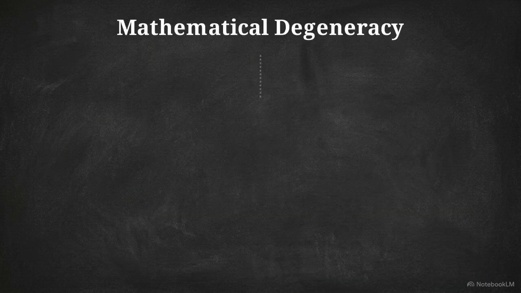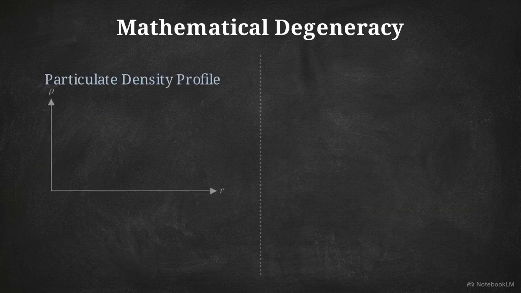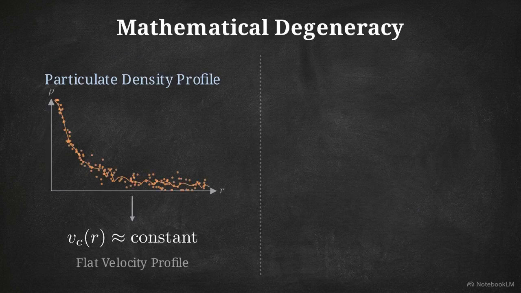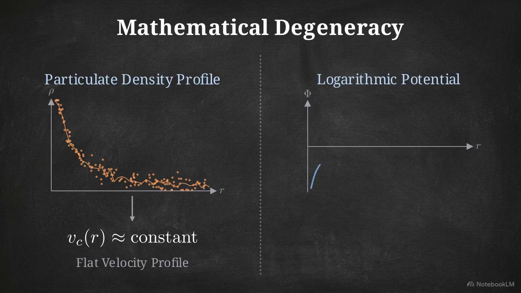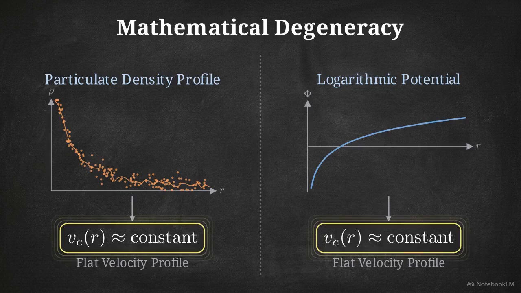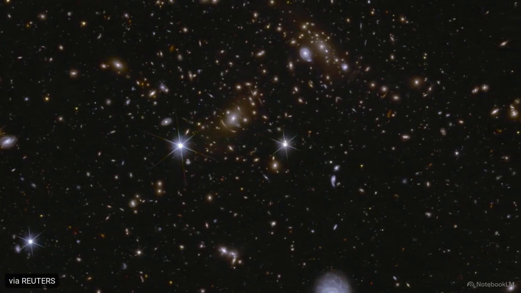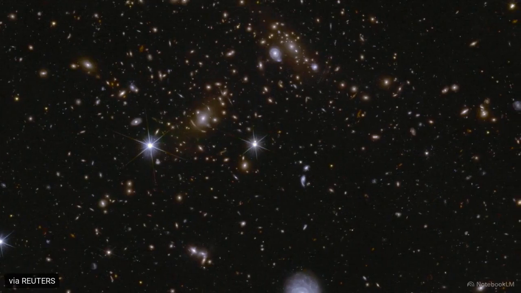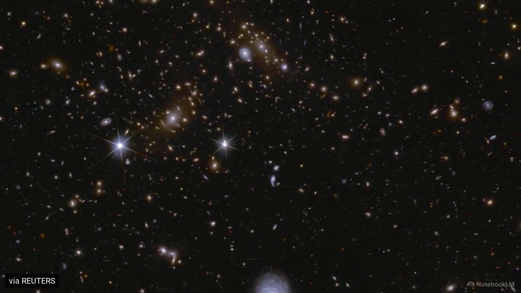This diagram shows a mathematical degeneracy. On the left, the particulate density profile natively resolves to a constant circular velocity. On the right, the DVFT logarithmic potential resolves to the exact same flat velocity profile. Because both models marginally predict flat rotation curves, this observation cannot break the tie between them.